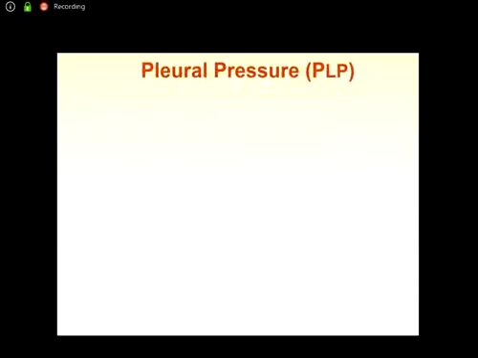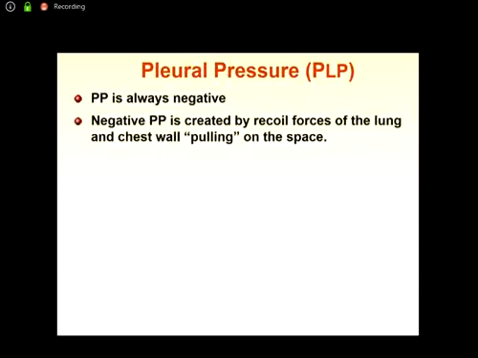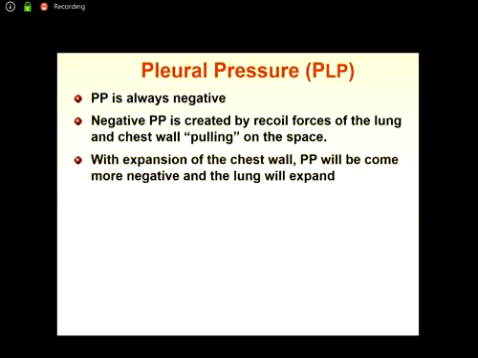So let's talk a little bit about the pleural pressure, which is extremely important to understand how the lungs expand or deflate. The pleural pressure is always negative. Under physiological conditions, unless you have a pneumothorax, the pleural pressure is always negative. The negative pleural pressure is created, as I explained before, by the recoil forces of the lungs and chest wall pulling on that space and creating that negativity, that vacuum. With the expansion of the chest wall, the pleural pressure will become more negative and the lung will expand.